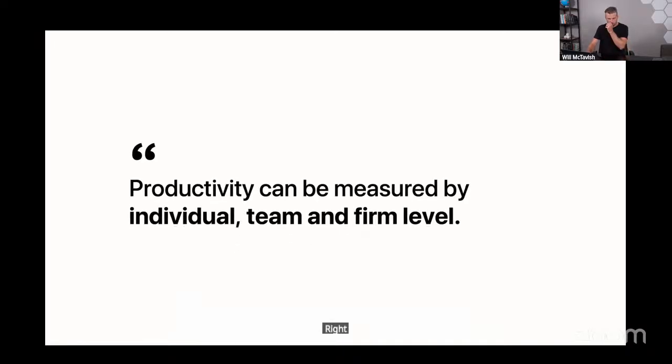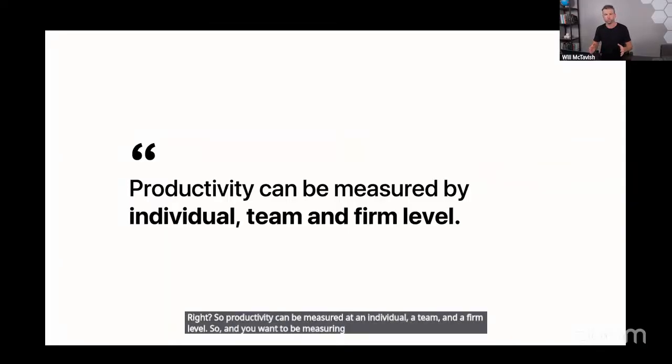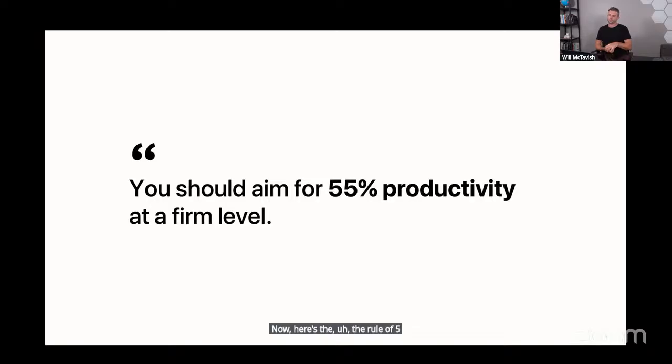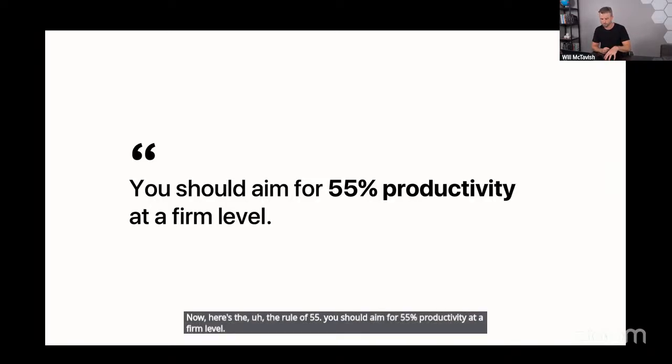Right, so productivity can be measured at an individual, a team, and a firm level. And you want to be measuring each of these on a regular basis. Now, here's the rule of 55. You should aim for 55% productivity at a firm level. That's the number you want to be aiming for.